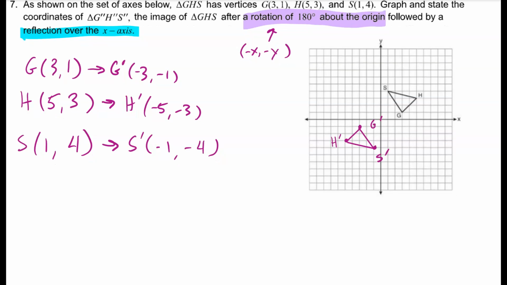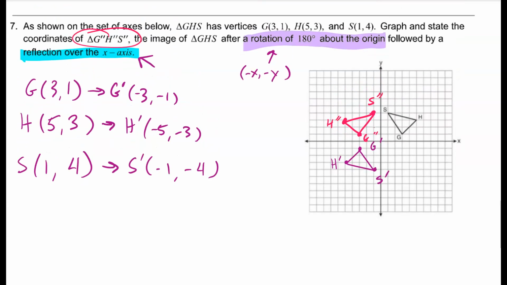Okay, so I plotted my rotation of 180 degrees, and the next thing I need to do is reflect over the x-axis. So in order to do that, I'm just going to count the boxes. So it looks like G double prime would be right there, H double prime, and make sure you're labeling these with double primes, 1, 2, 3, 4, so that you're showing that you have the correct image, because they tell me that the final triangle should be G double prime, H double prime, S double prime. So this is what it would look like if I rotated 180 degrees and then reflected it over the x-axis.